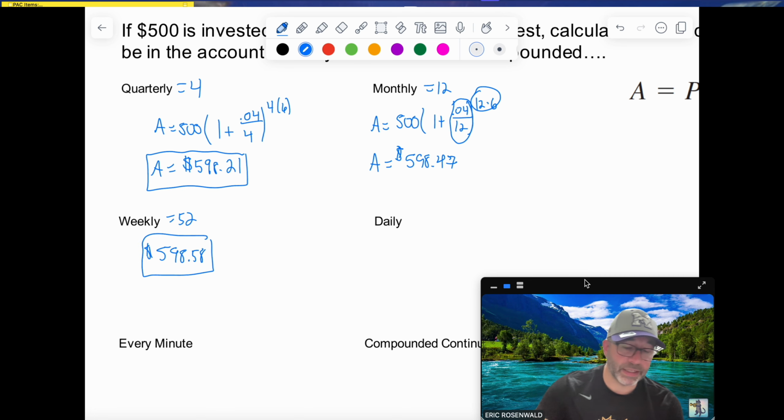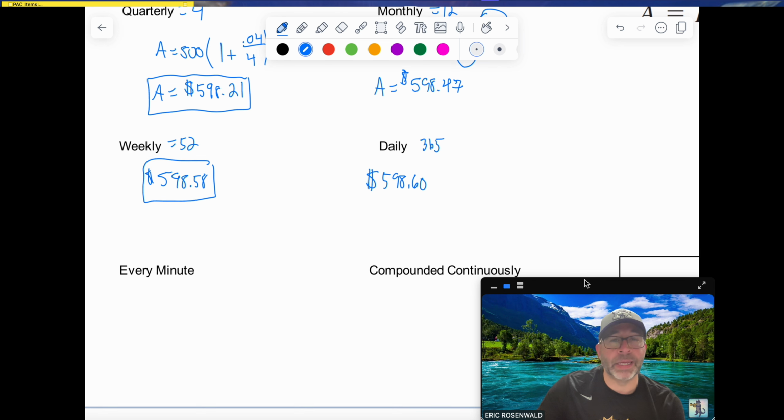If I do daily, there's 365 days in a year. Technically, there's 365 and a quarter if you count leap year. And we end up with 598.60. And then what happens if we do every minute? Every single minute, right? Minute.